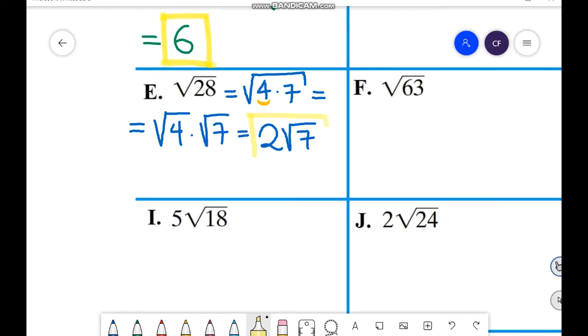Okay? So when you simplify, you will break the number down and try to find at least one number that is a perfect square that you can simplify with the roots that you have.